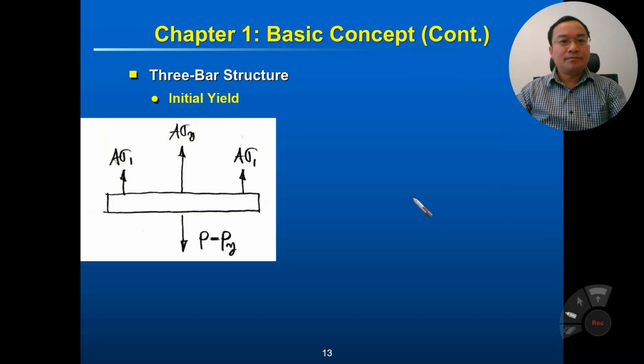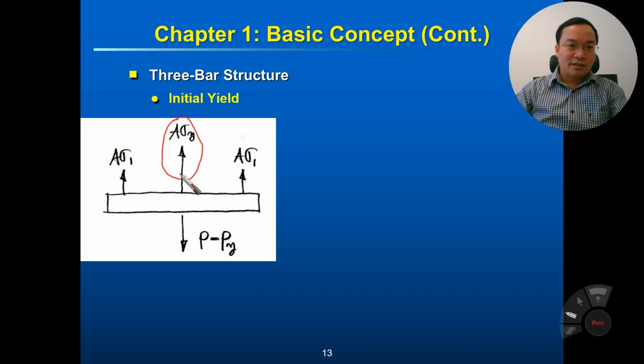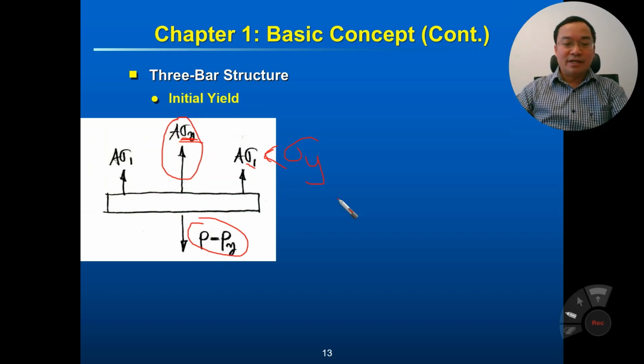Initial yielding. Initial yielding means, as you know, the force in T2. T2 will yield first. So here is sigma y, and here is sigma 1. Sigma 1 is smaller than sigma y. It is initial yielding. Corresponding to the initial yielding phase, we have P equal to Py, the P of the initial yielding phase.